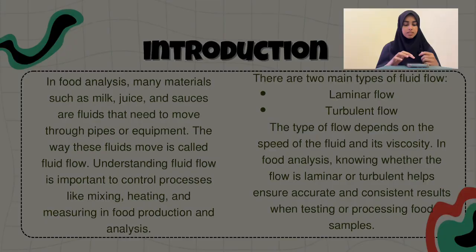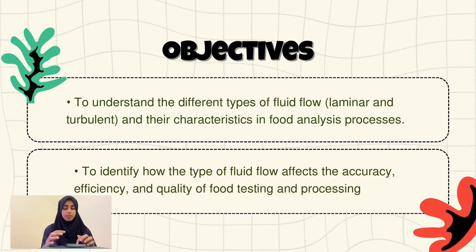processing food samples. Next, the objective of laminar and turbulent flow is to understand the different types of fluid flow, laminar and turbulent, and their characteristics in the fluid analysis process, and to identify how the type of fluid flow affects the accuracy, efficiency, and quality of food testing and processing.